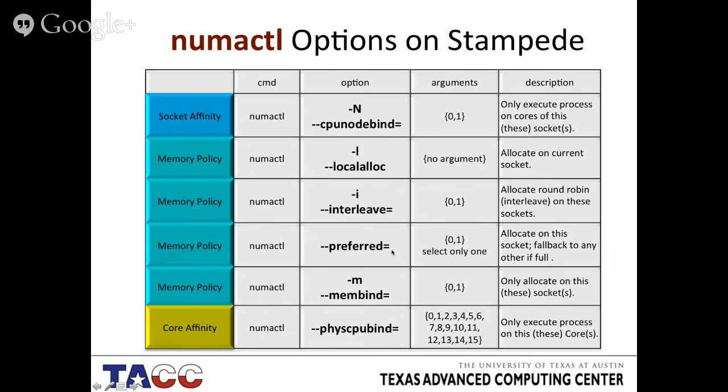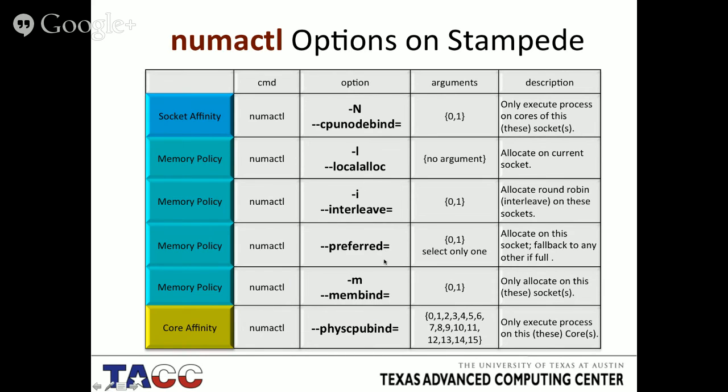Okay, and then you have a preferred. This is meant for mainly bigger systems that have 4 sockets, 6 sockets, 8 sockets. You can say that you prefer certain sockets to push that memory to, or avoid certain ones by not including them.